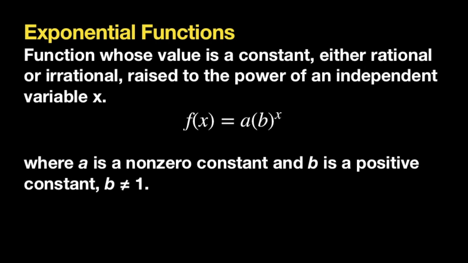We need to make sure that a is not 0, so it has to be a number other than 0, and b is a positive constant, but it cannot be equal to 1. So it could be a decimal, it could be 1/2, 0.123, right? That works, but you can never have a b equal to 1.